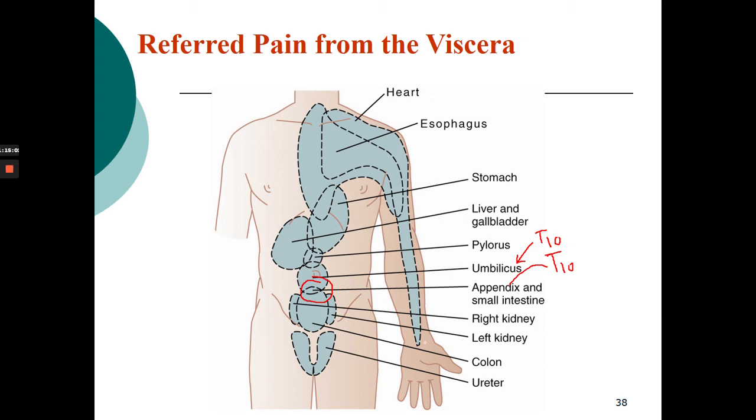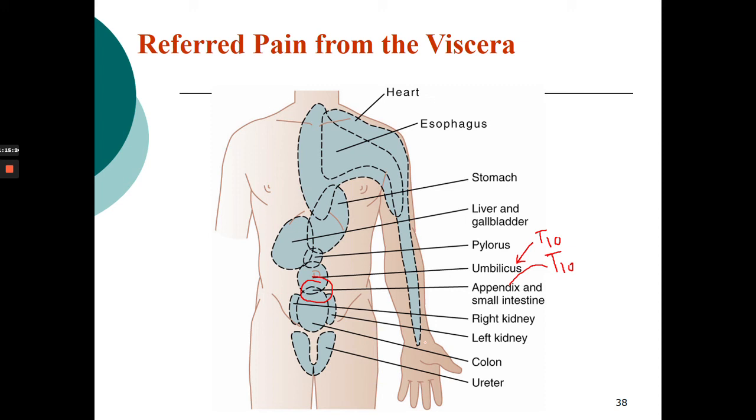The peritoneum is supplied by somatic nerves. So when the peritoneum is inflamed around the umbilicus, the pain from the appendix is felt first of all around the umbilicus, because it is going to be a visceral pain, slow pain, referred pain.